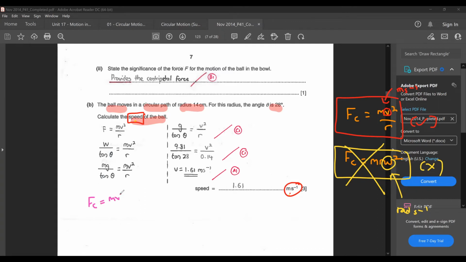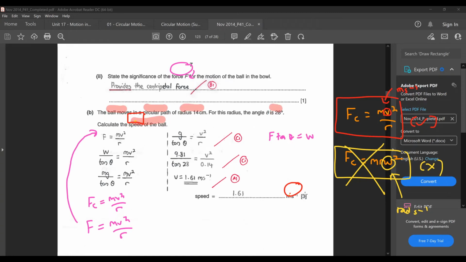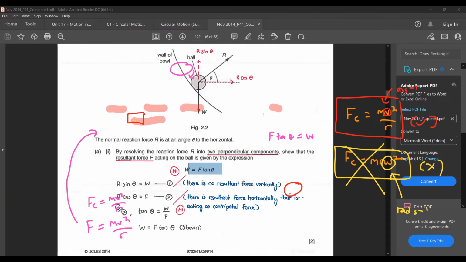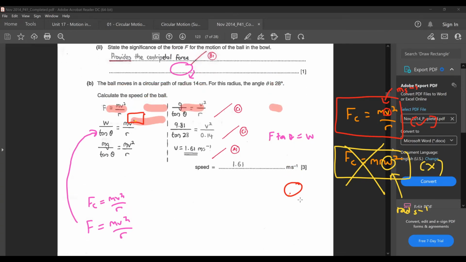equals mv squared over r, and just now we already determined that F provides your centripetal force. So it's F equals mv squared over r. That's why I wrote it here like this. And further to that, just now we also know that F tangent theta equals W. This was the relation that we derived on the first page.